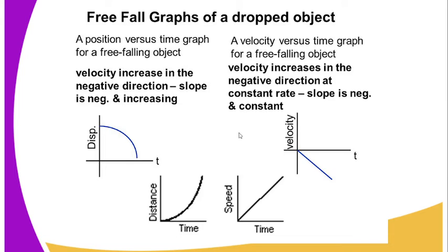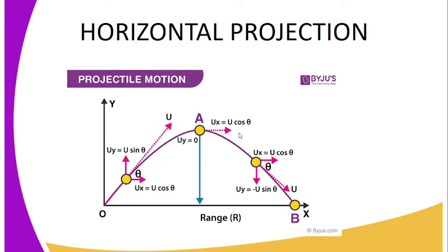Next, we have horizontal projection. And what is horizontal projection? Horizontal projection is whereby an object is thrown horizontally. When an object is thrown horizontally, we assume that the object is following a curved path as it goes downwards. So, for example, you have an object and you throw it horizontally. What will happen to the object?